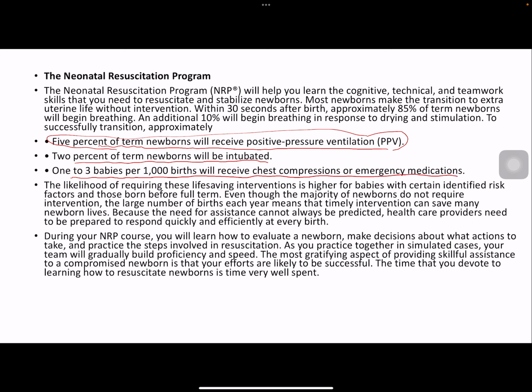What determines which child needs resuscitation or positive pressure ventilation or intubation is the risk factors. So you have to know if there are any identified risk factors, for example for those born before full term. During the NRP you learn how to evaluate a newborn, to make a decision, actions, and all this stuff.